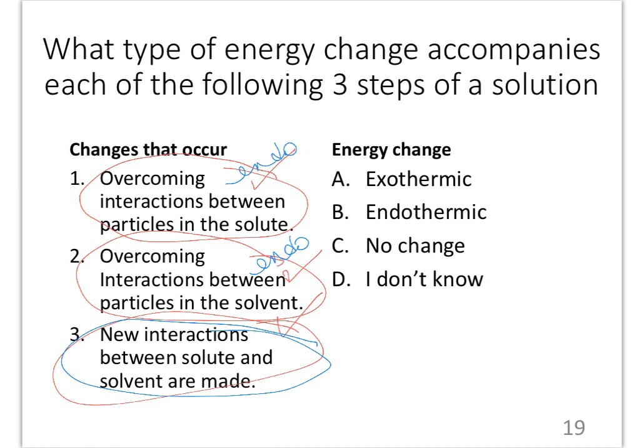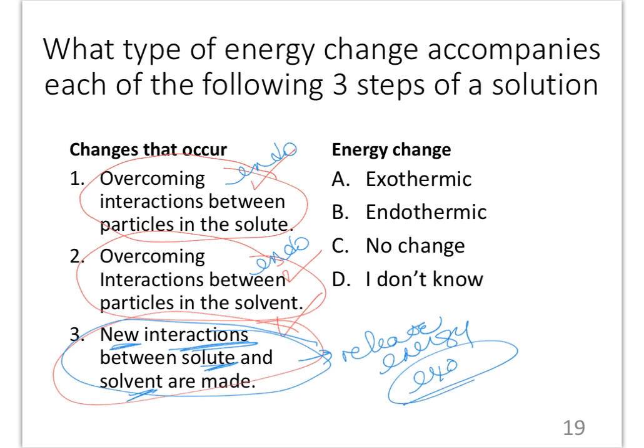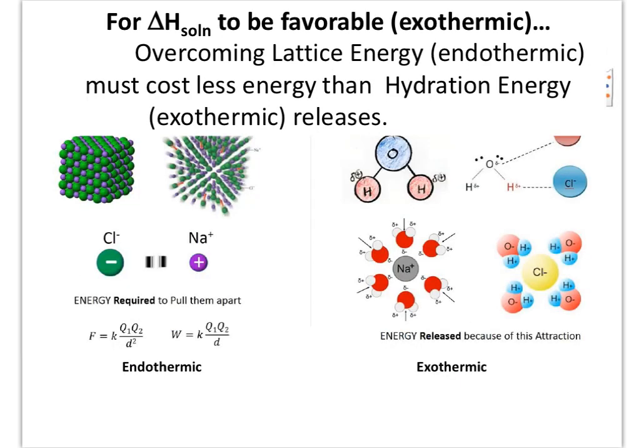Now, the third one: when you make new intermolecular attractions between the solute and the solvent as it dissolves, just as making any bond or making any intermolecular force, any type of electrostatic attraction is going to release energy. It's energetically favorable, and so that would be exothermic. That's how you would classify each of the three steps in dissolving something.